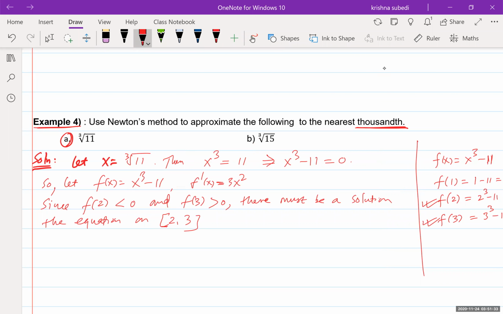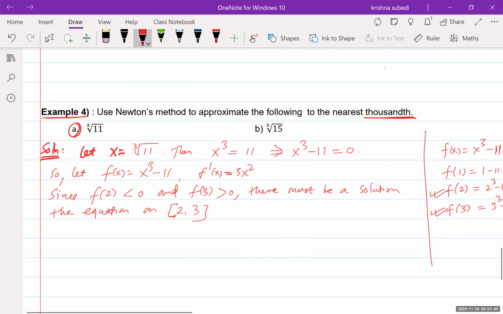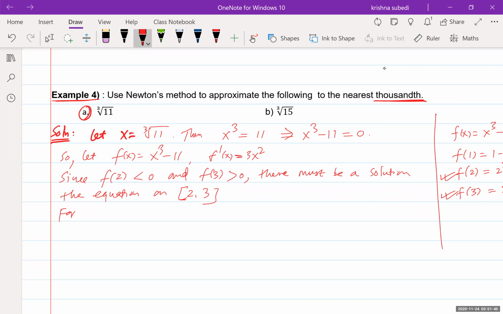Okay guys, even though no function and no interval were given, we are able to figure out what the function is and what the interval is. Now we are ready to use Newton's method. For simplicity, let us consider x naught to be maybe 2. You can choose any value between 2 and 3, but I'm choosing x naught equal to 2 for simplicity.